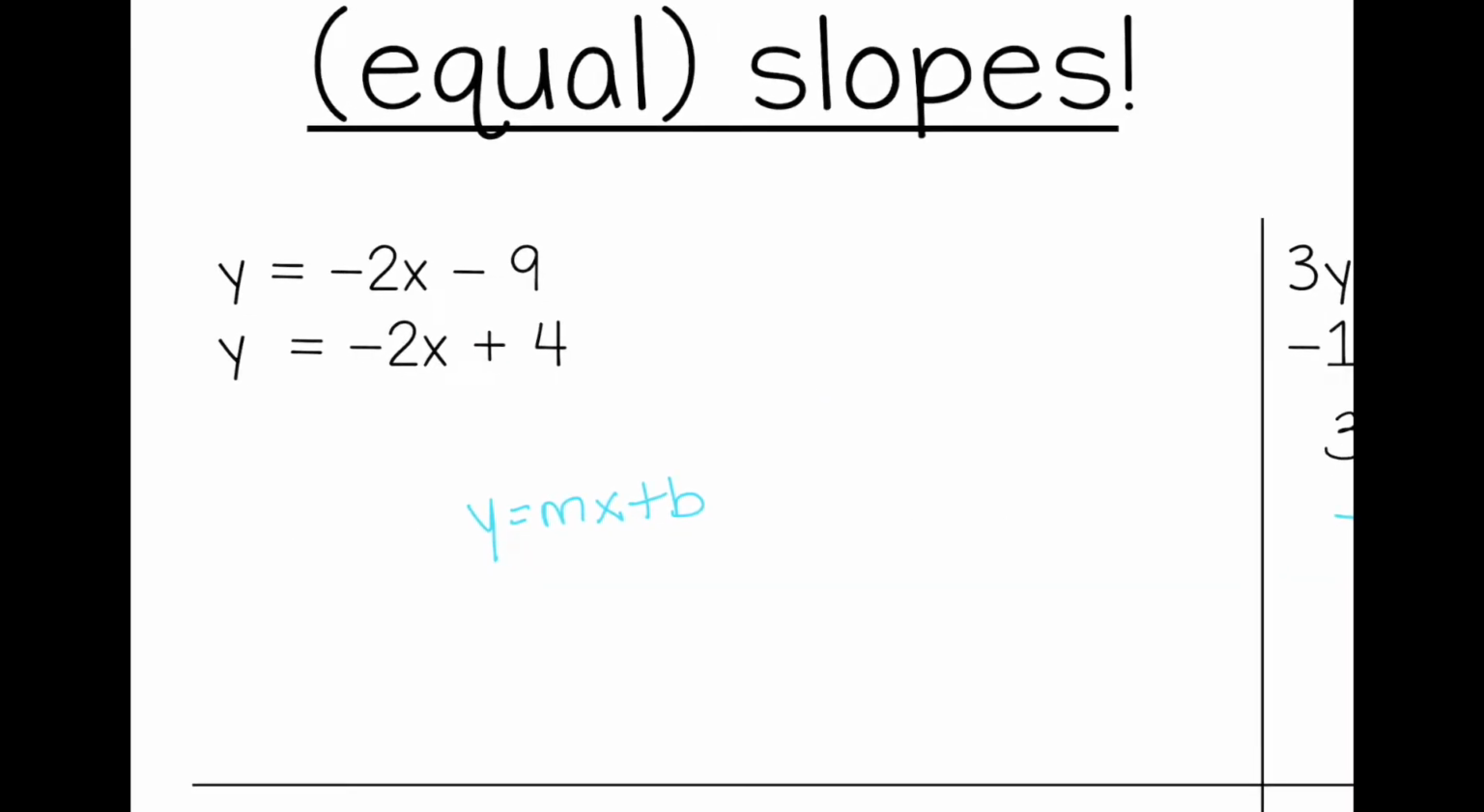In my first example here, I have a set of lines and they are written out in slope-intercept form, which we usually refer to as y equals mx plus b. So the m is always going to be the number in front of x, and m is the letter that stands for slope. So my first equation is y equals negative 2x minus 9. My second equation, y equals negative 2x plus 4. The negative 2 is the slope. It is the same in both, so those lines are parallel.